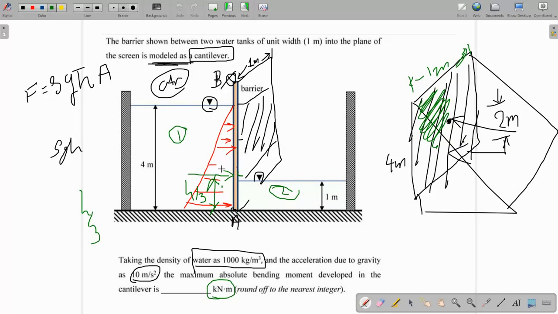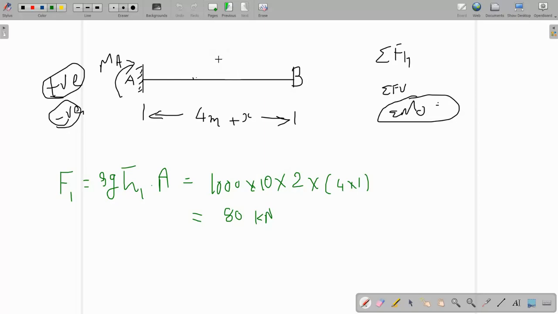So here we found the force and it is acting in this direction, and as we have modeled it rotated to horizontal, this force F1 is somewhere here. And what is the distance? That is 4 by 3 meter, as I have told you.